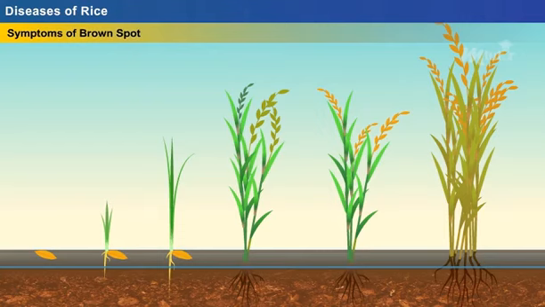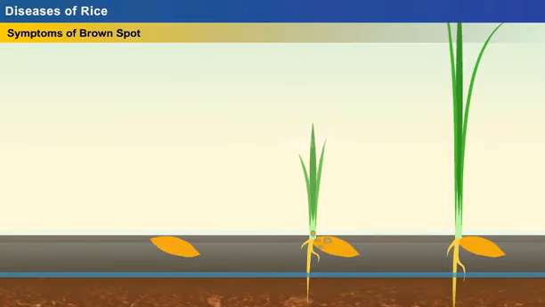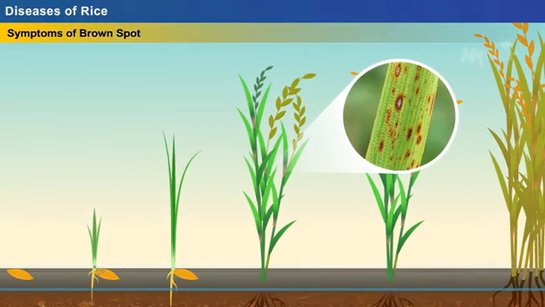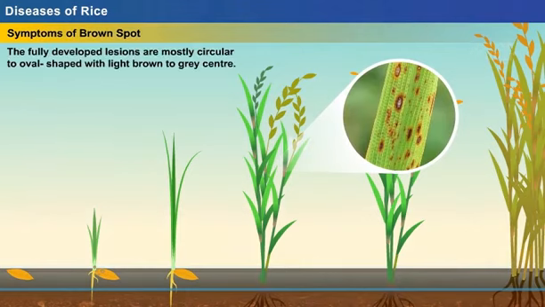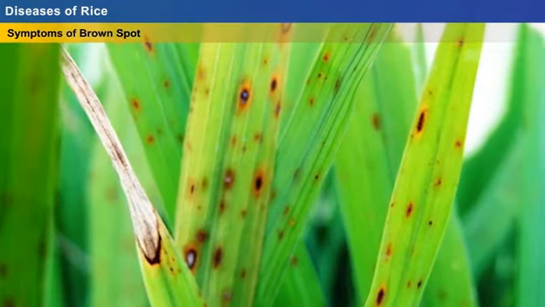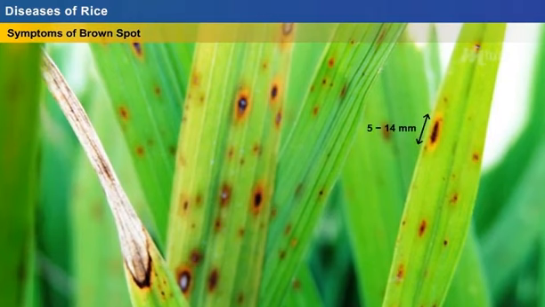Symptoms of brown spot. At the seedling stage, circular yellow or brown lesions appear on the coleoptile. At the tillering stage, initially small, circular brown to purple-brown lesions appear on the leaves. The fully developed lesions are mostly circular to oval-shaped with a light brown to gray center, which is surrounded by a reddish-brown margin. In some cases, the lesions are 5 to 14 mm long, causing the leaves to wilt.